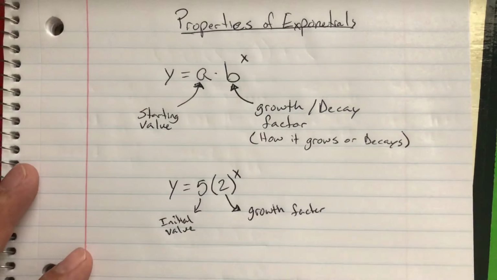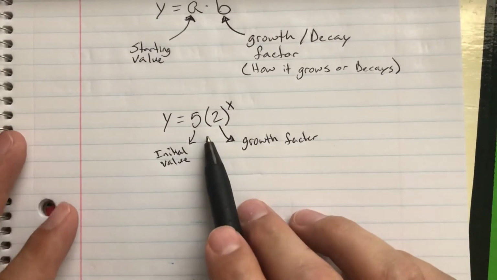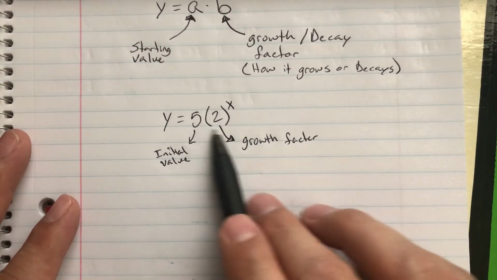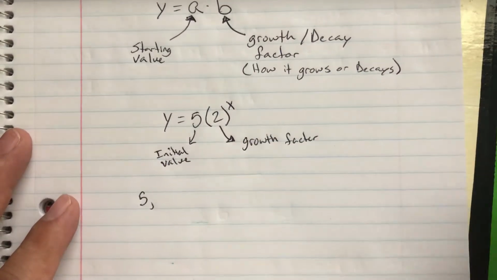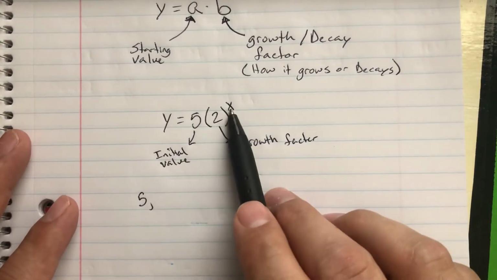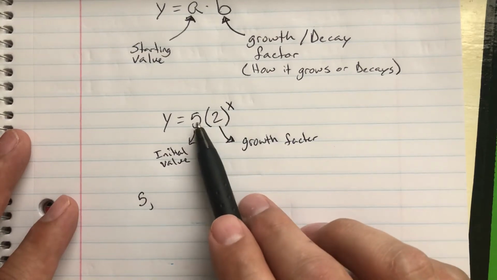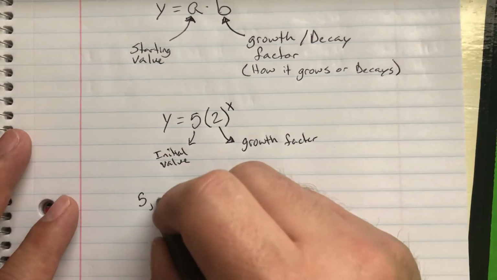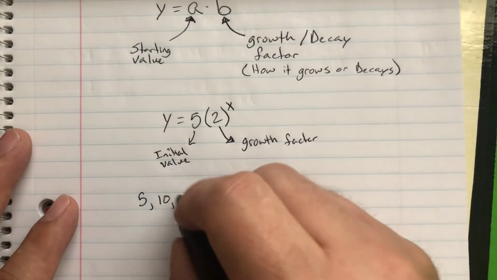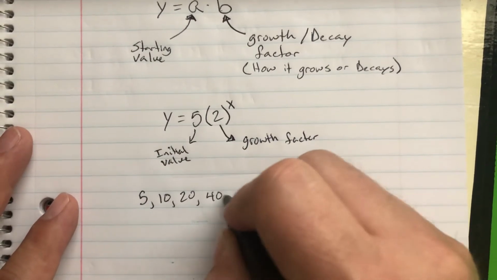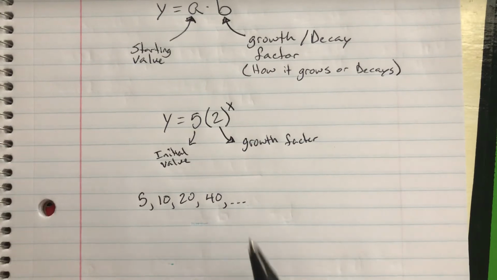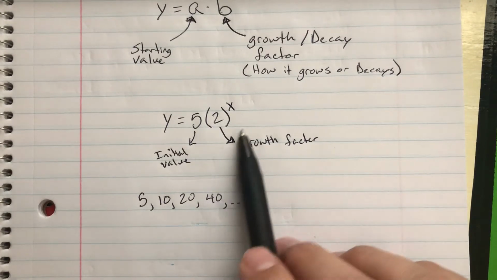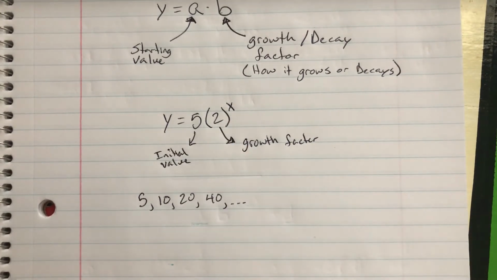Okay, so if I wanted to make a table for this, basically this is going to grow very rapidly. So we would start with 5, if I want to make a sequence of it, and we're going to double each time. So we would go from 5, doubled would be 10, and then we double that to 20, and then 40, and so forth, right? So that's how this would work, and so that's the exponential value.